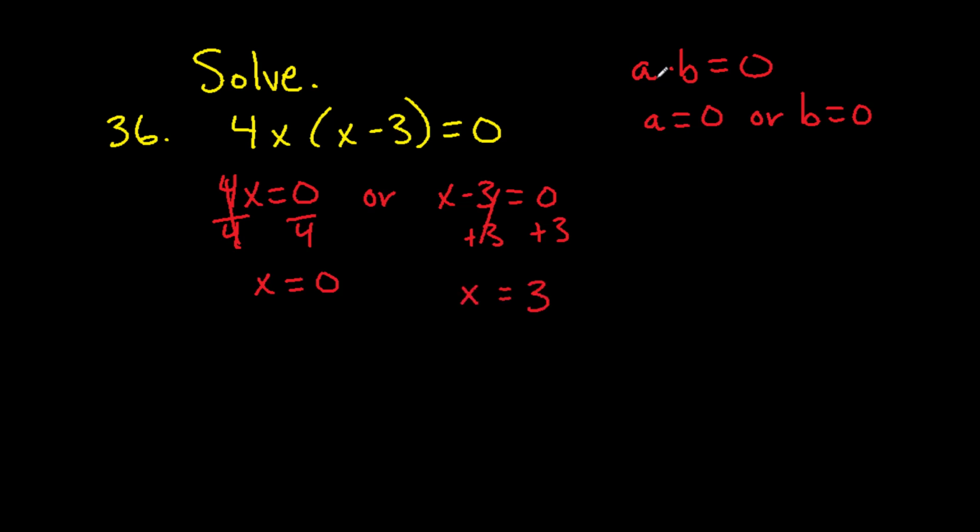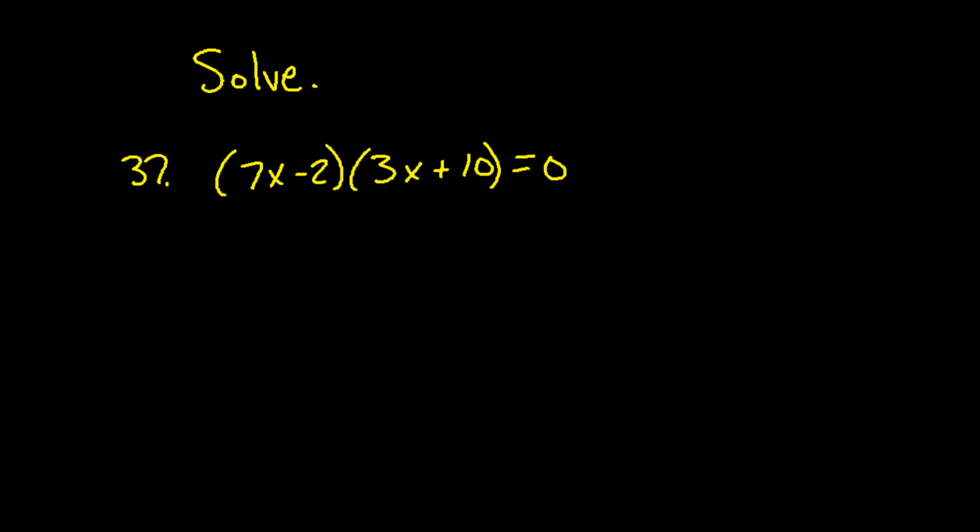We could check these by substituting them into the original problem. If you substitute 0 right here, you would get 0 times x minus 3. And 0 times anything is 0, so that one checks. Then we could substitute 3 into this expression here, so 4x times 3 minus 3 is 0, so 4x times 0 is also 0. So both of these check. These are our two answers.